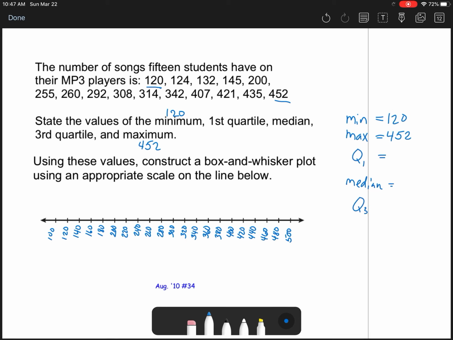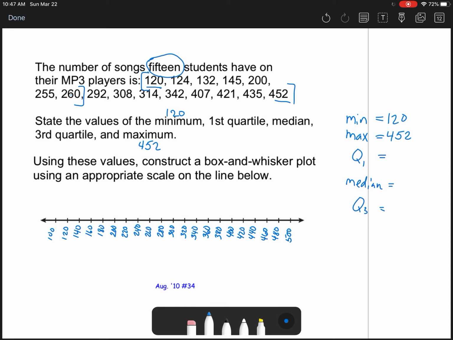Again, remember that's Q2, and then Q3. So if you notice, the numbers are already in order from least to greatest, which is very helpful. We have a total of 15 songs. So that means we're going to have 7 numbers in the first half of the data: 1, 2, 3, 4, 5, 6, 7. Okay, so the first half's going to go up to 260.